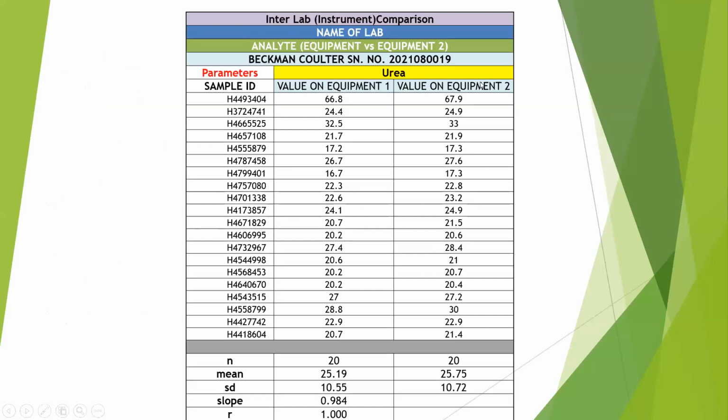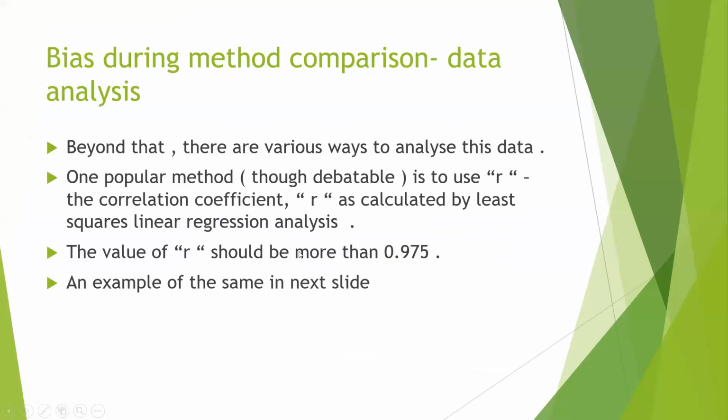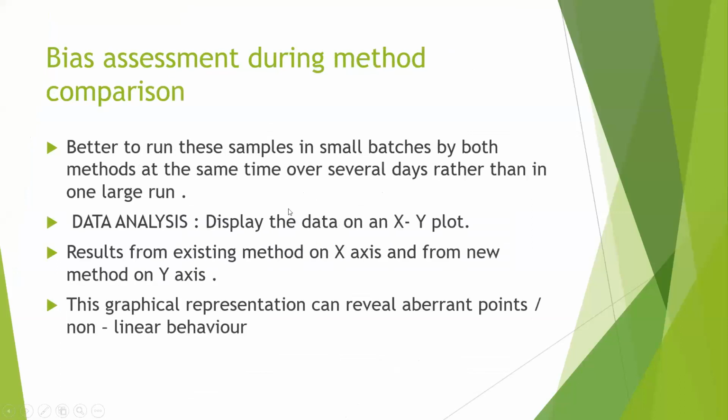Now, this is a small example. If you can see, we have the value of urea on equipment 1 and equipment 2, and we've got about 20 samples here. N is equal to 20 in both the cases. The mean is derived. This is a simple Excel sheet, and SD is available, a slope is available, right? And I will explain this. So we'll come back to this.